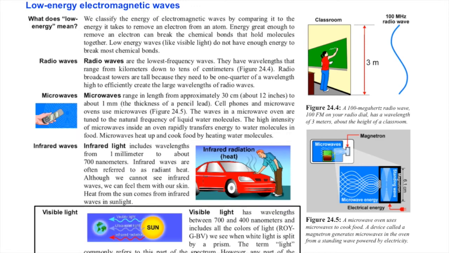Visible light. Visible light has wavelengths between 700 and 400 nanometers and includes all the colors of the light, ROY G. BIV, we see when white light is split by a prism. The term light commonly refers to this part of the spectrum. However, any part of the electromagnetic spectrum from radio waves to gamma rays can be considered as light. Earth receives almost the whole spectrum of electromagnetic waves from the sun, including infrared, ultraviolet, and visible light.